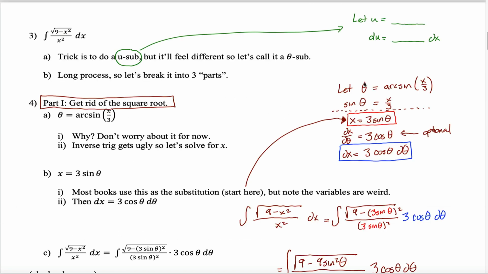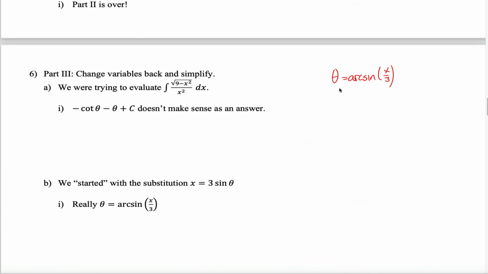From a couple pages ago, I remember that theta was equal to the arcsine of x over 3, which, recall, we immediately solved for x to get x is equal to 3 sine of theta. So all I gotta do is take this answer and change all of the thetas into arcsine of x over 3.